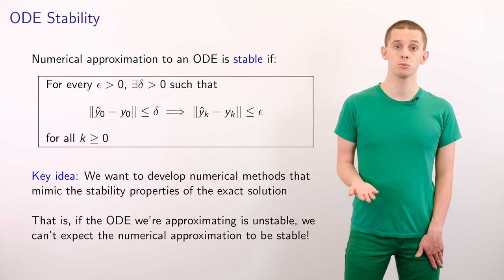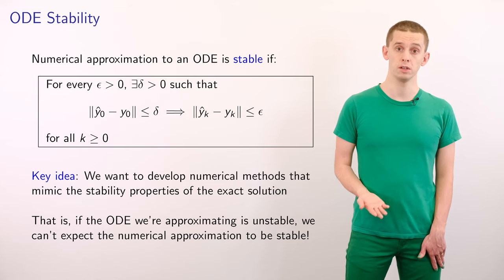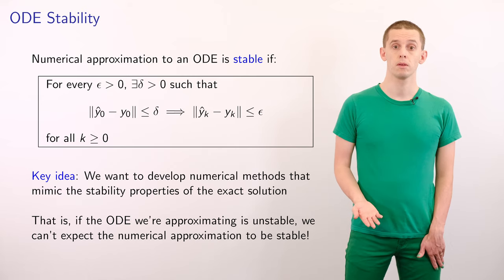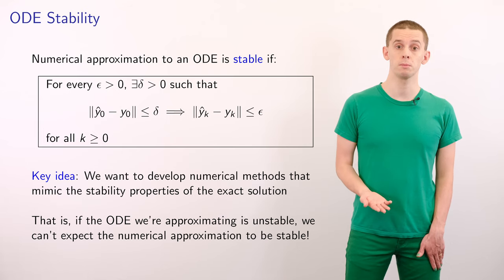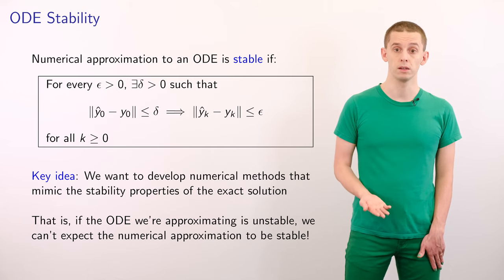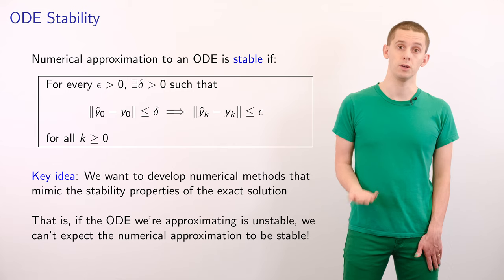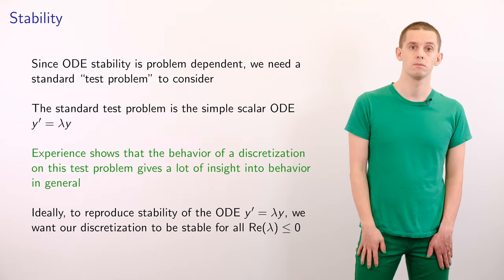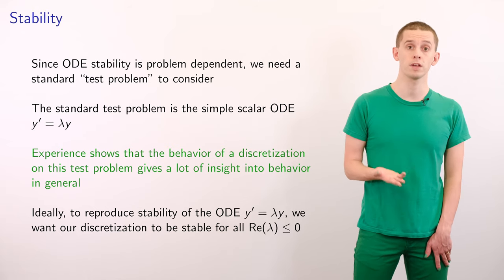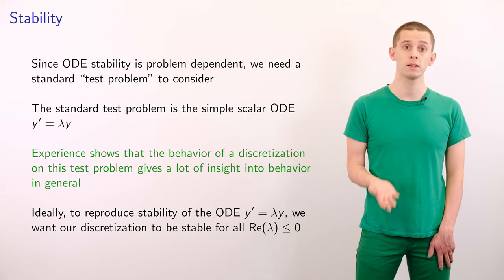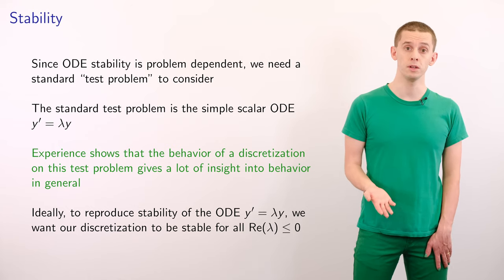So you can see that this is really a direct analog of our previous definition for the stability of the mathematical ODE. Now, the key idea is that we want to develop numerical methods that mimic the stability properties of the exact solution. So if the ODE that we're approximating is unstable, then we can't expect that our numerical solution should be stable. Now, it's worth noting that ODE stability is problem dependent, and therefore we need a standard test problem to consider. And typically the standard test problem that's taken is the simple scalar ODE, y prime equals lambda y, that we've already been looking at.